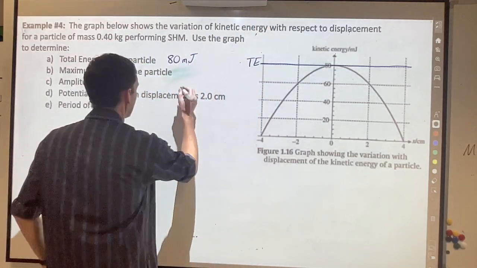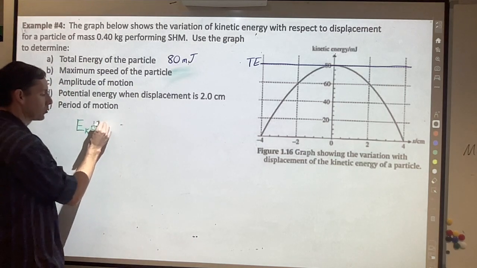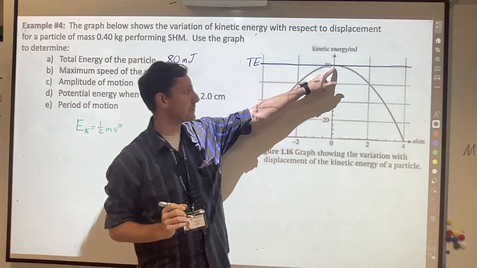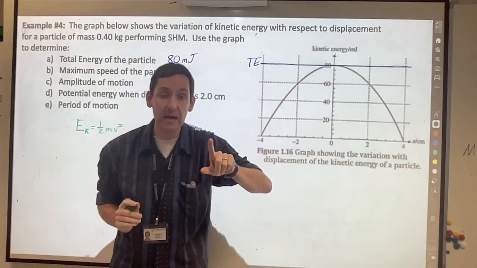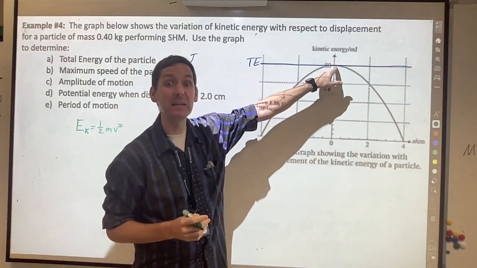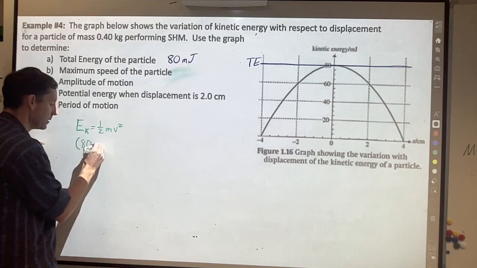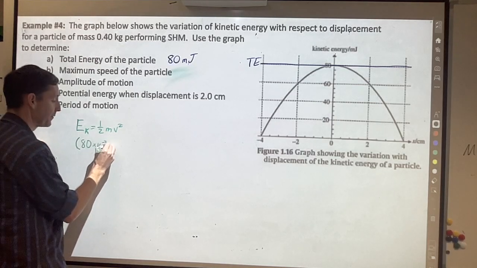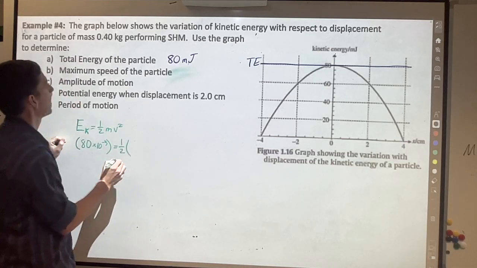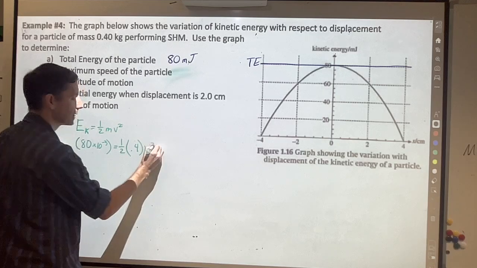So I'm going to do the work down here so that I don't run out of space later. EK equals 1/2 mv squared. I'm looking for the maximum speed, which is when I have the maximum kinetic energy. So I'll put in that 80 millijoules for my maximum kinetic energy. That will be 80 times 10 to the negative third, because it's millijoules. That should be equal to 1/2 times the mass, which is 0.40, and then times v squared.